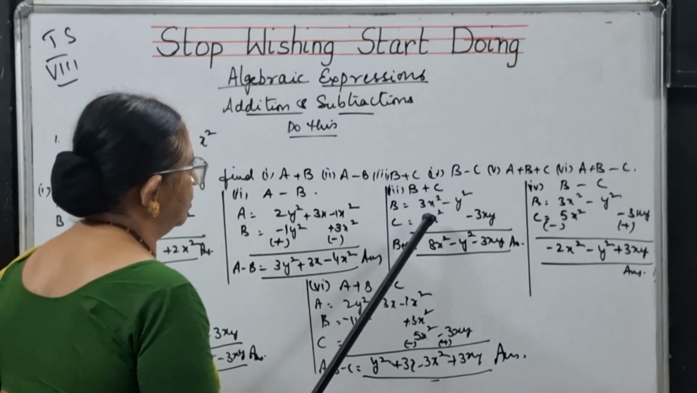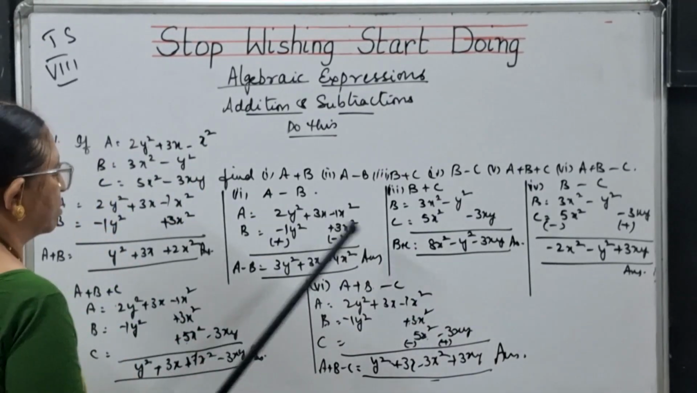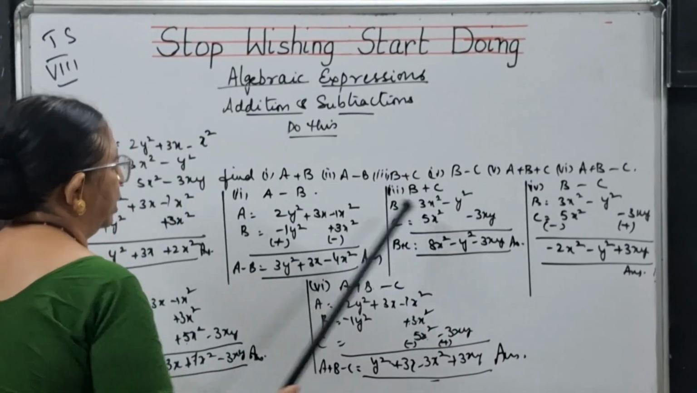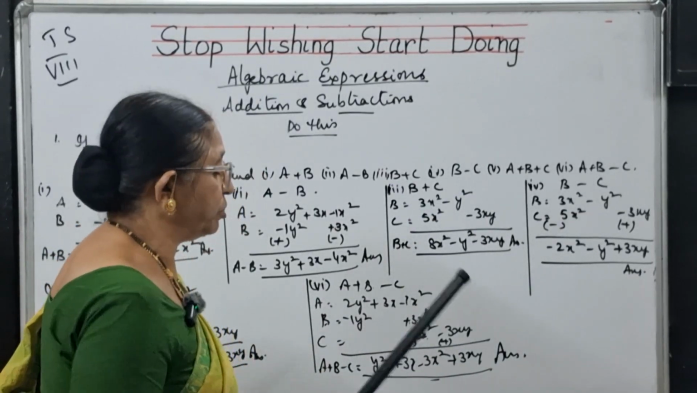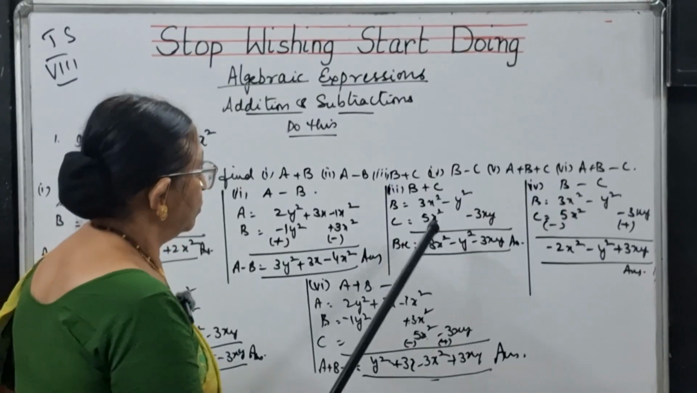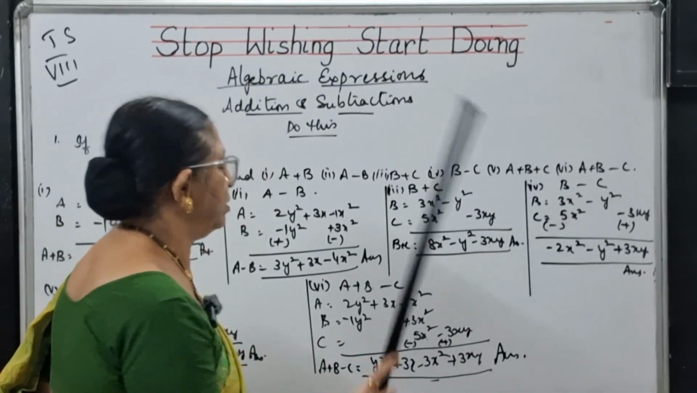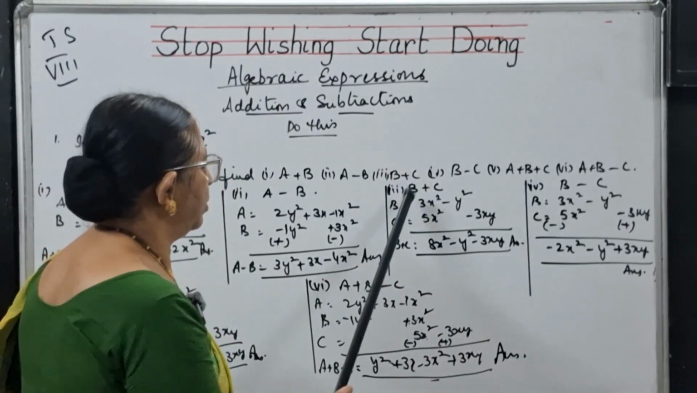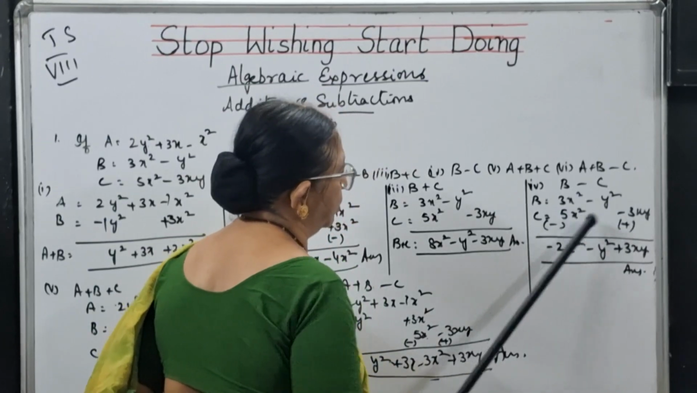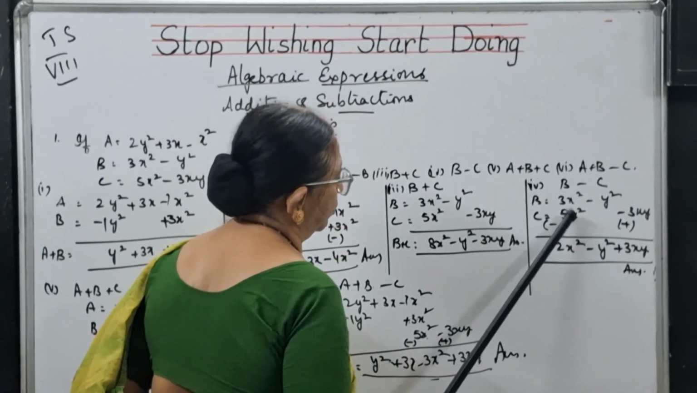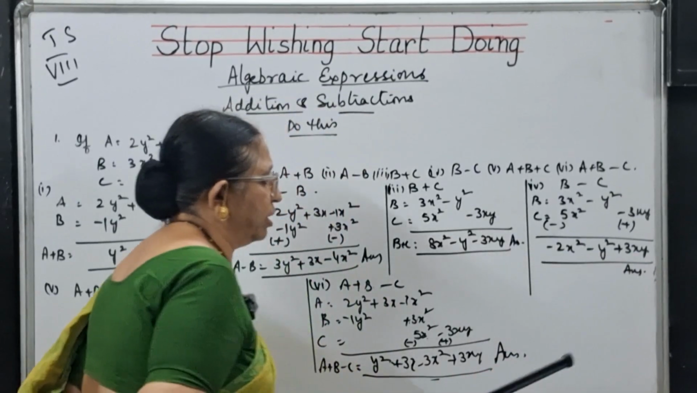Third bit, B plus C. B is 3x square minus y square. C is 5x square, under 3x square. You will write minus 3xy, which is a new one. You have to keep it as a new term, so you have to place it in a new place. So 3 plus 5 is 8x square. This as it is we will be taking. Now the same values, subtraction is there. Subtraction means the signs will change, plus becomes minus, minus becomes plus. Minus 5 plus 3 is minus 2x square, minus y square plus 3xy.